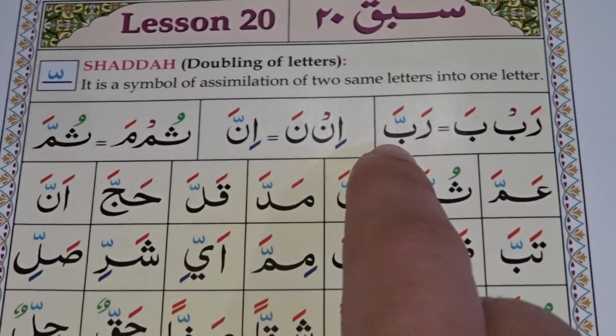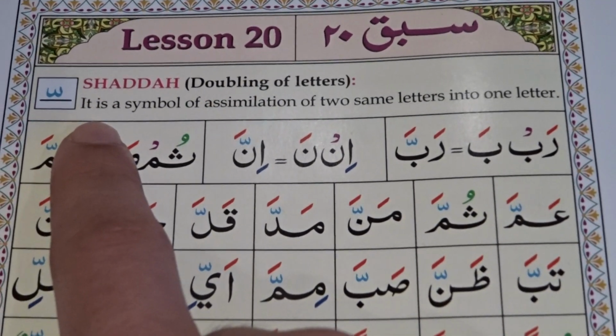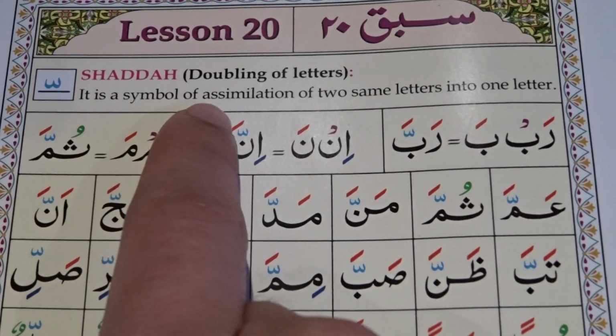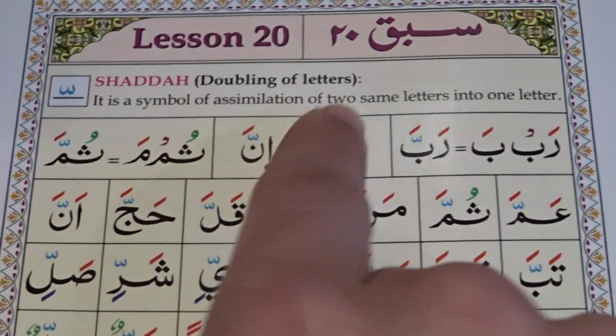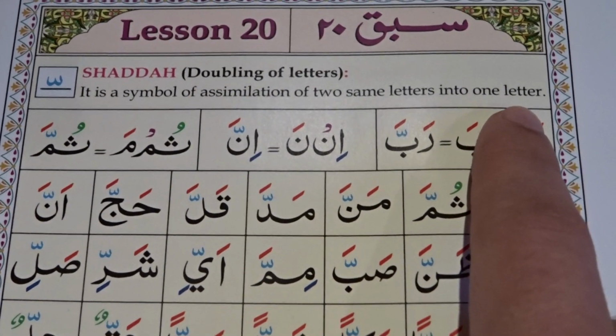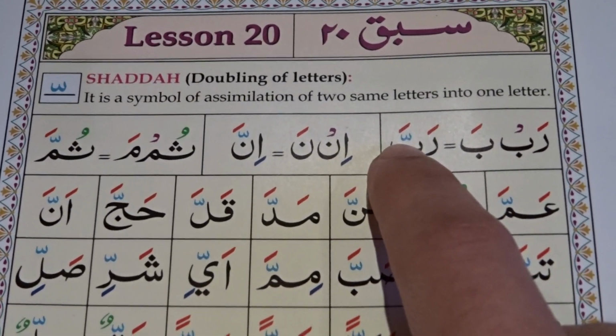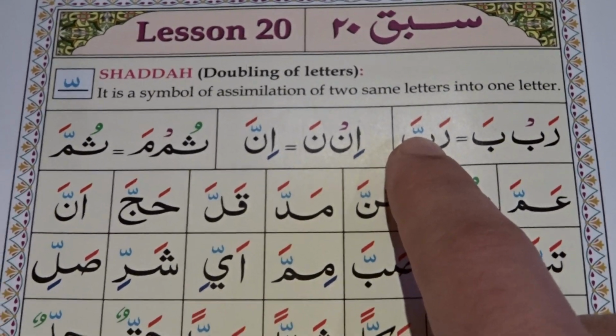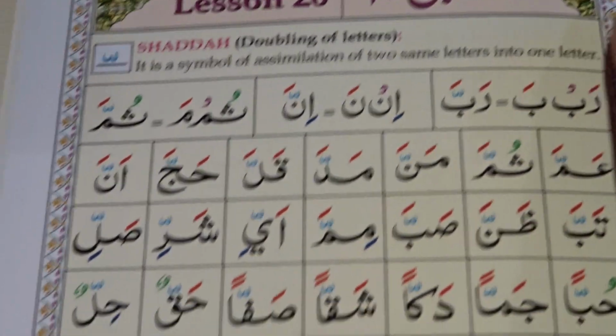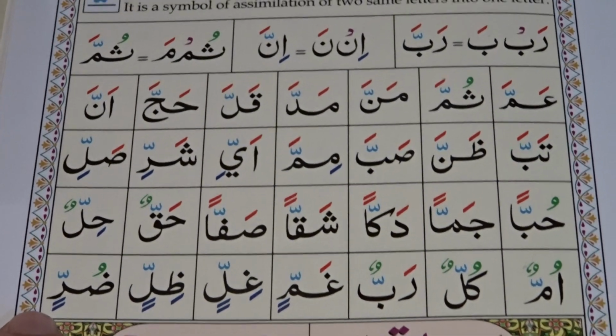Okay? And here's a quick definition of it. It is a symbol of assimilation of two same letters into one letter. So there are two pronunciations of the same letter when you see the symbol here. So what we're going to do is start from here and go up to here.